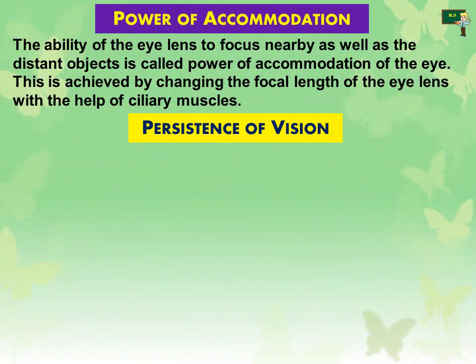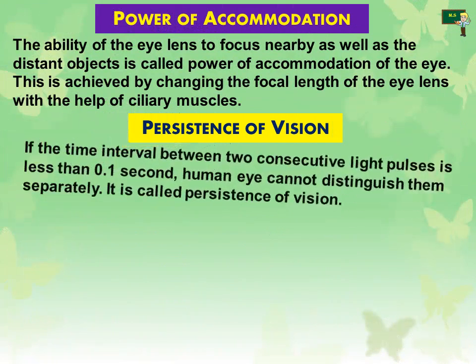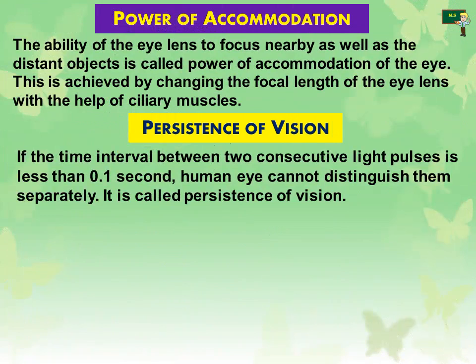Persistence of vision. What do you mean by this word? If the time interval between two consecutive light pulses is less than 0.1 second, the human eye cannot distinguish them separately, and it is called persistence of vision.